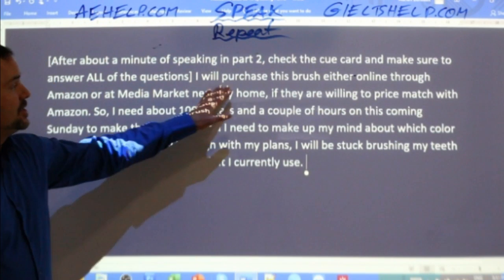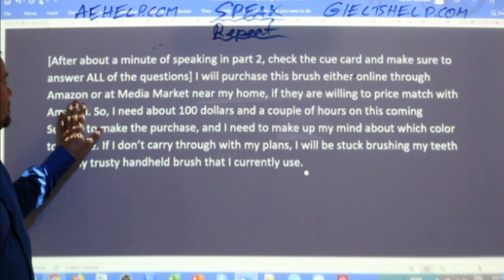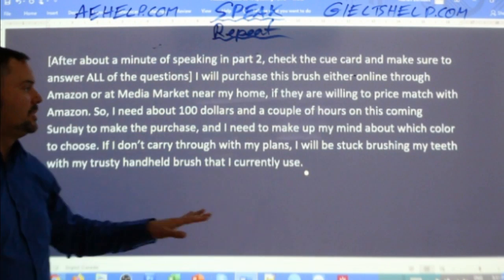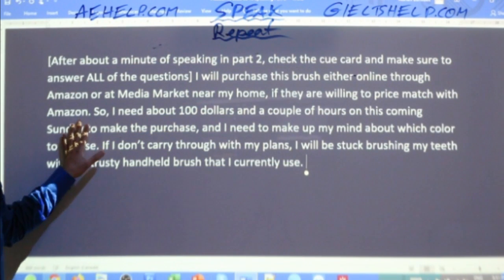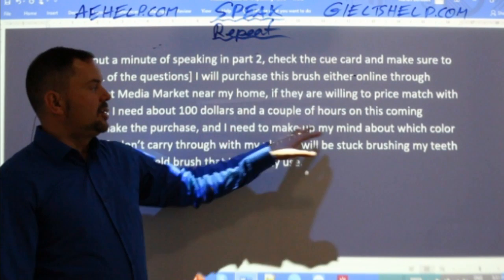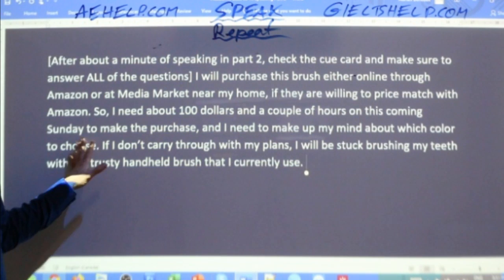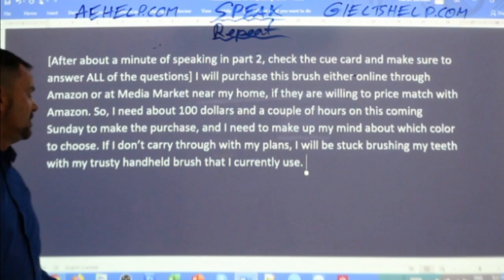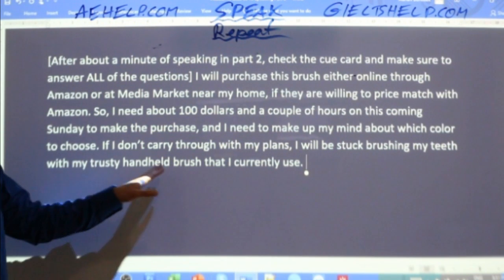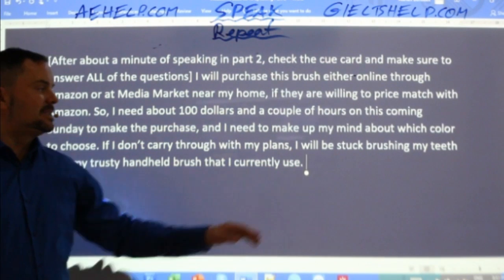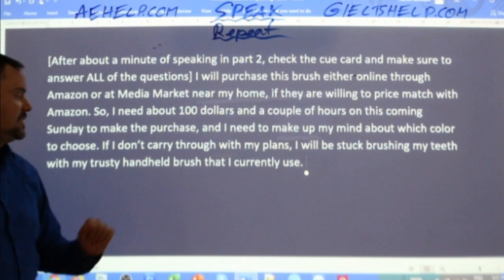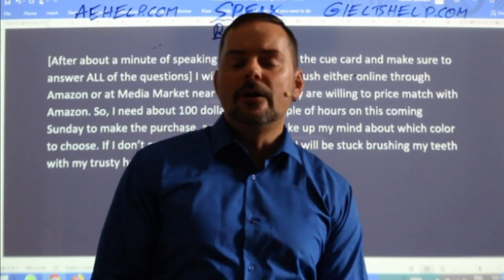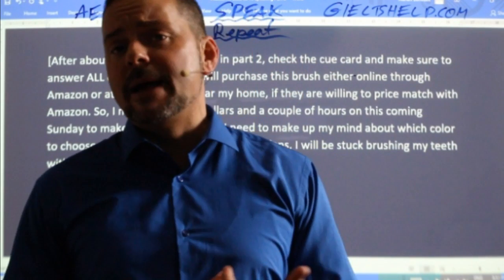I will purchase this brush either online through Amazon or at Media Market near my home if they're willing to price match with Amazon. So I need about $100 and a couple of hours on this coming Sunday to make the purchase. And of course, I need to make my mind up about which color to choose. If I don't carry through with my plans, I'll be stuck brushing my teeth with my trusty handheld brush that I'm currently using. All right, so that's your band 9 response.